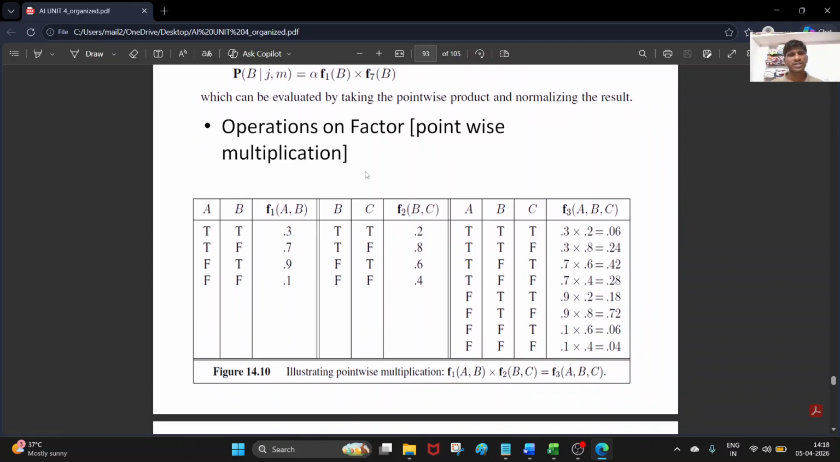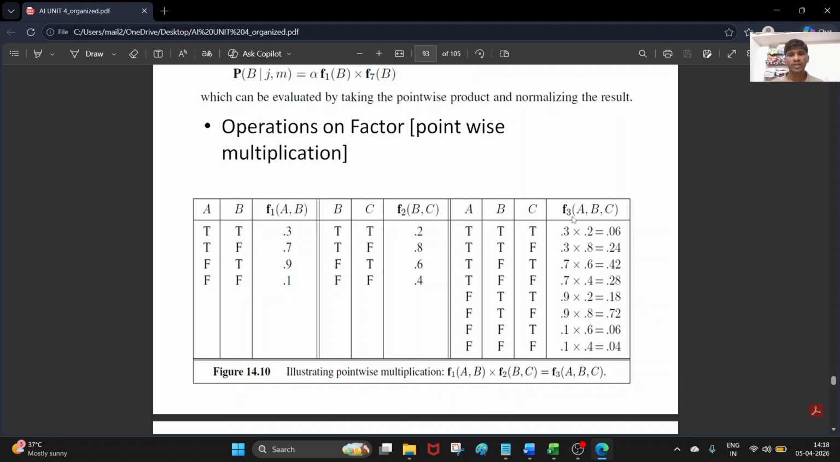Operations on factors and point wise multiplications. So here you'll be having different tables A and B. Here there are two options, so there will be four possible events. f1 of A comma B, this value is given. Then again for four possible combinations, f2 of B comma C is given. Then we have to calculate f3 of A comma B comma C.